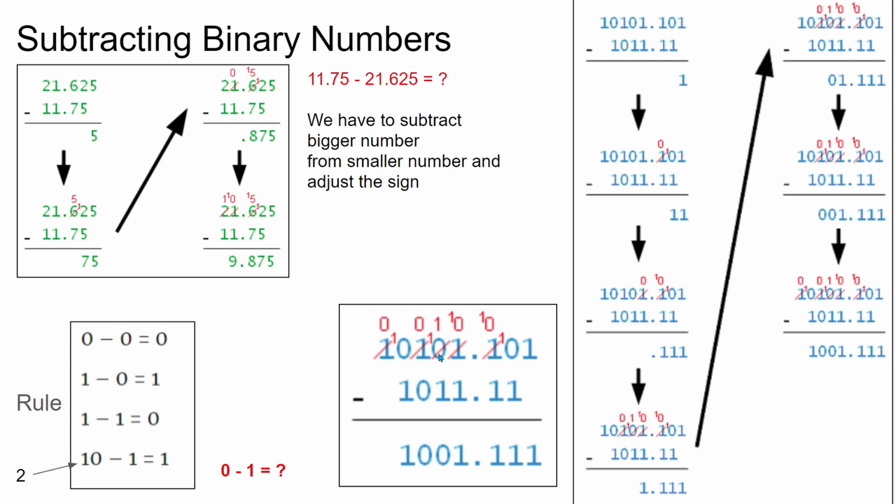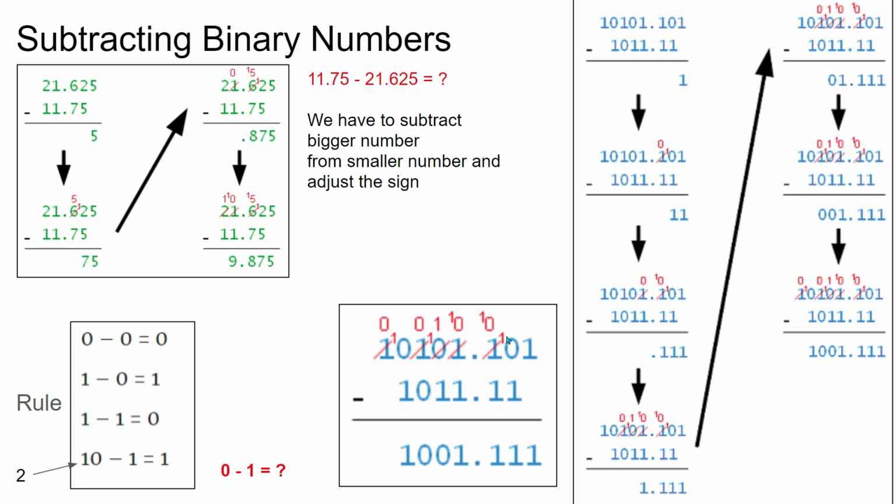If we have to subtract 10101.101, we just align it with the decimal point, and then we start with the rightmost bit. If we subtract nothing from 1, we get 1, and then if we have to subtract 1 from the 0, we cannot do it, so we have to borrow from the next bit. The third last bit has a 1, but if it gives it to the neighboring bit, it remains with a 0, and this bit becomes 10.